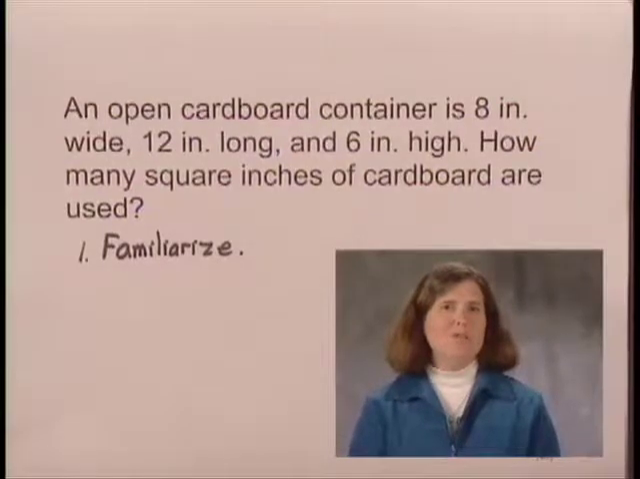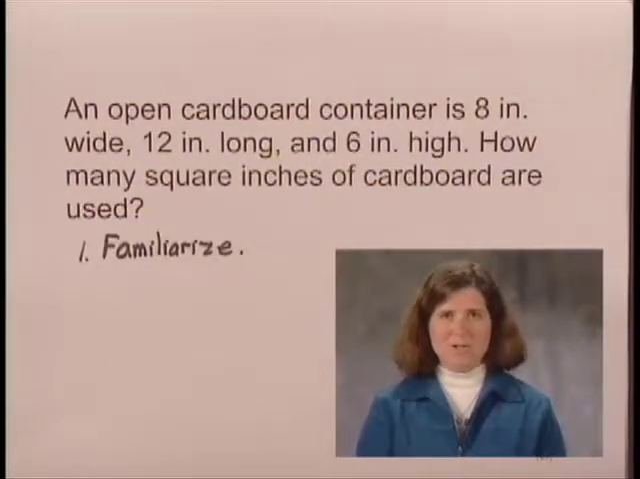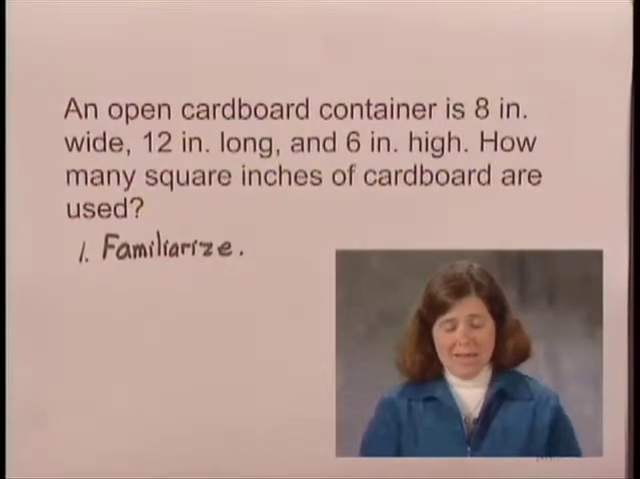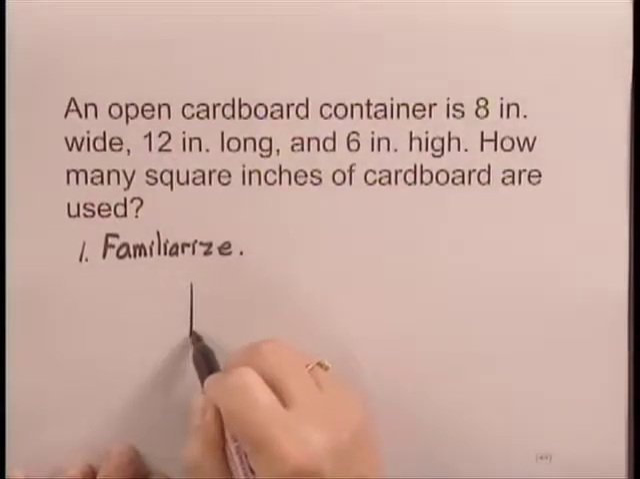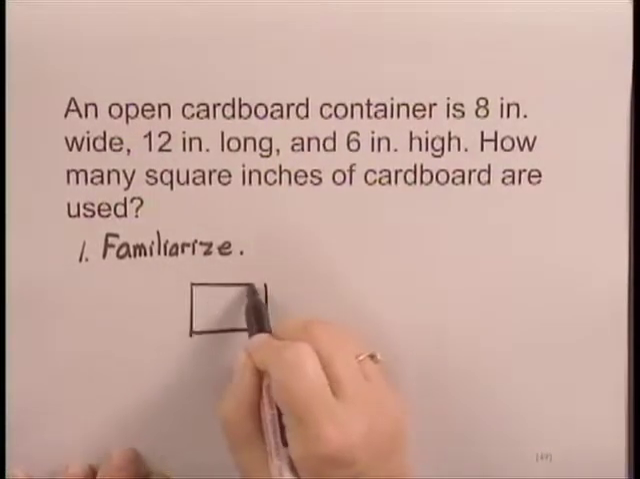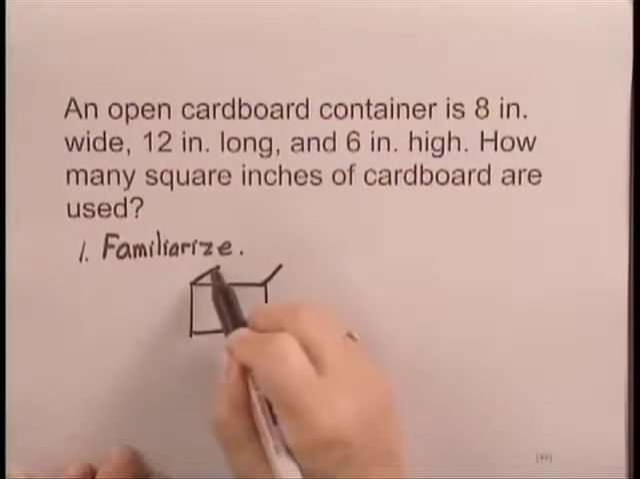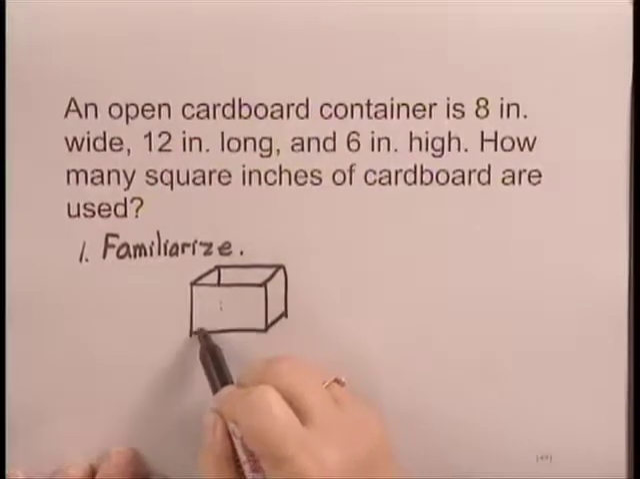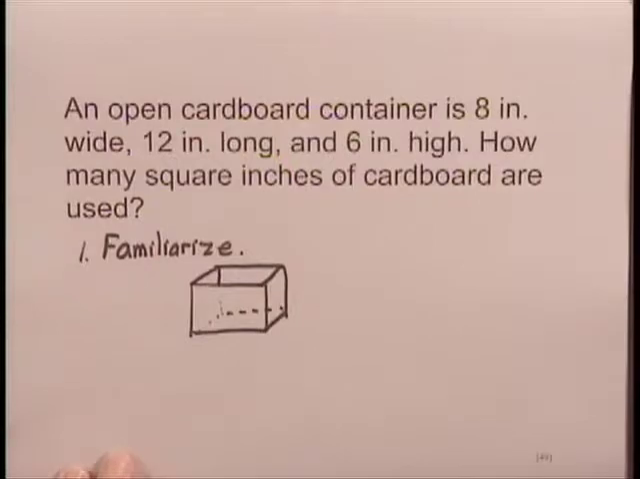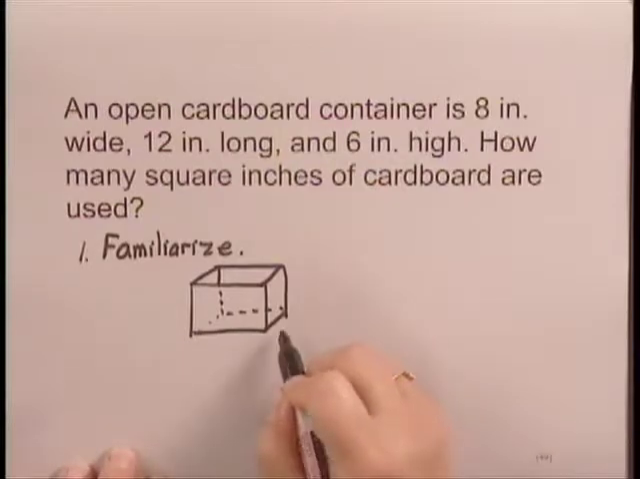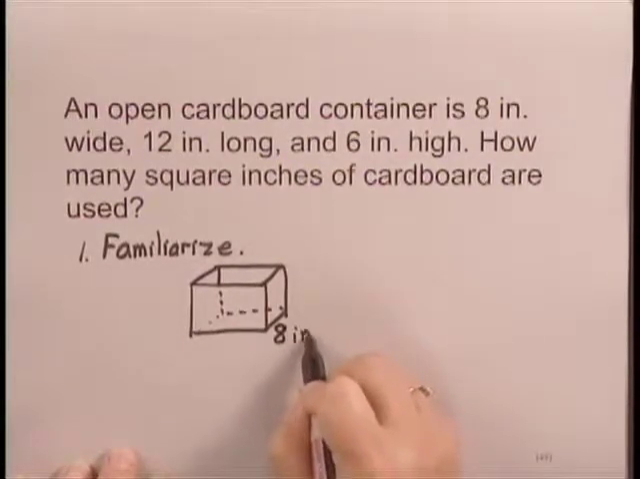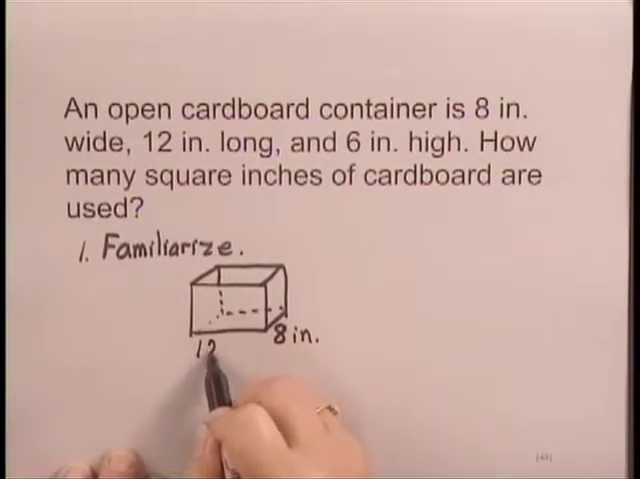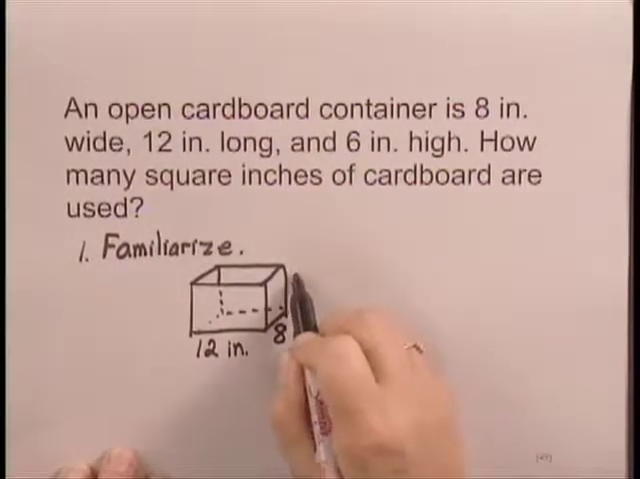A very good thing to do when familiarizing yourself with a situation like this is to draw a picture. And you don't have to be an artist to draw a picture. Just draw a box and label the sides. We'll draw a box and make it 3D here. Okay, I'm going to do the back sides too. There we go. All right, and we want to label the sides. We have that the cardboard container is 8 inches wide, and that would be this side here. It is 12 inches long. That would be this side, and it is 6 inches high.